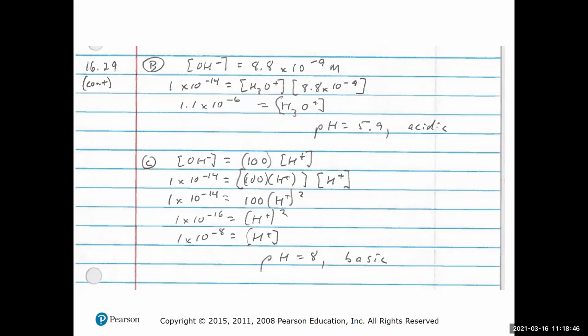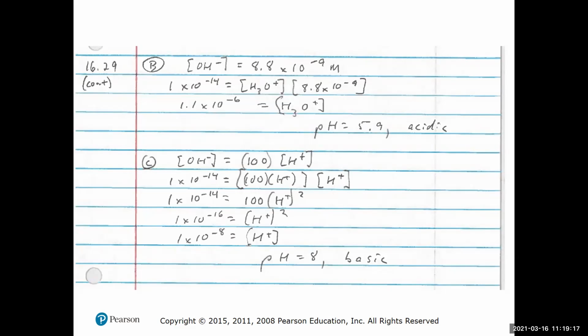This one's a little bit different. We're told that the hydroxide concentration is 100 times the hydrogen ion concentration. In that case, we're going to use the same setup of 1 times 10 to the minus 14 equals the hydroxide ion concentration times the hydrogen ion concentration. But we're going to substitute 100 times the hydrogen ion concentration for that hydroxide ion concentration.